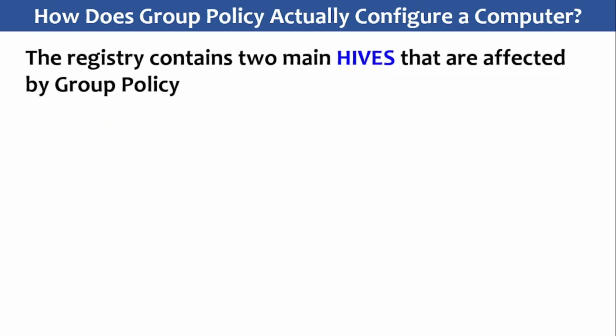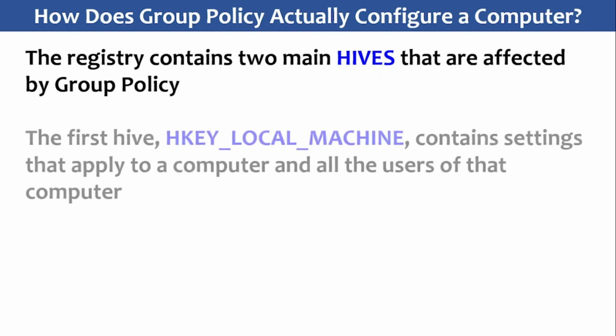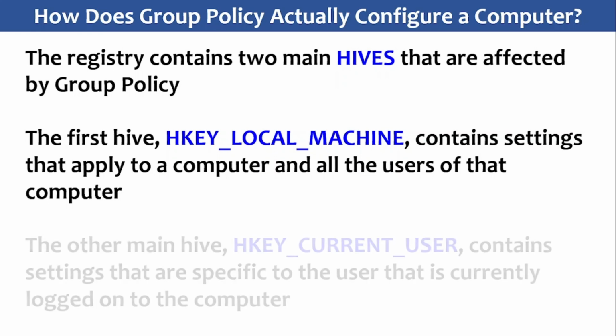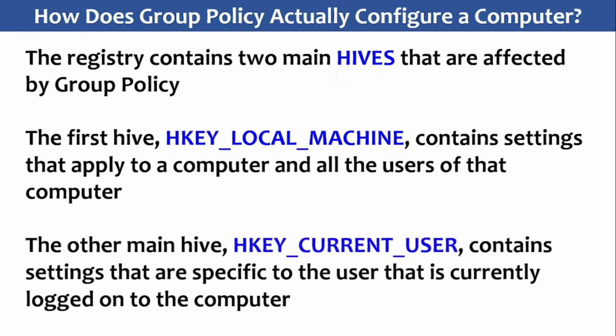So again, the registry contains two main hives that are affected by group policy. The first hive is HKEY_LOCAL_MACHINE, which contains the settings that are applied to a computer and all the users who log onto that computer. The other main hive is HKEY_CURRENT_USER, which contains settings that are specific to the user currently logged on to the computer. So these are the two main hives in the registry exclusively for group policy.